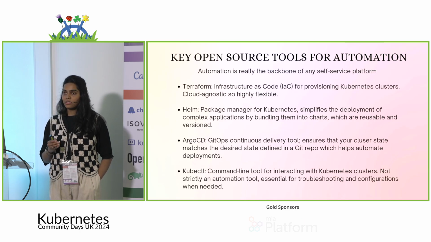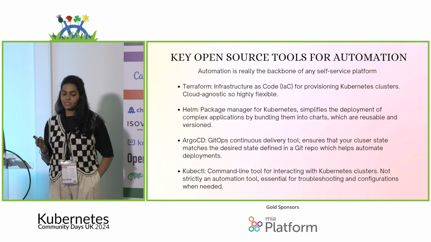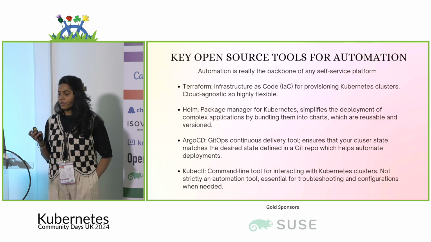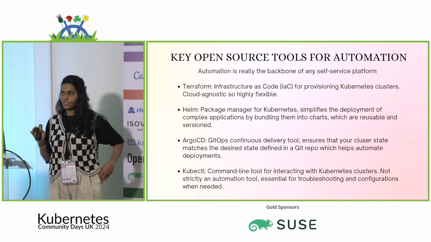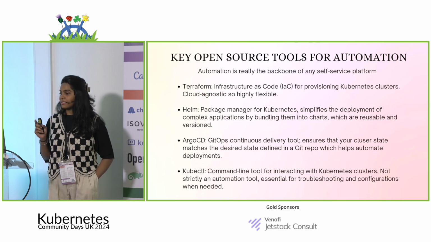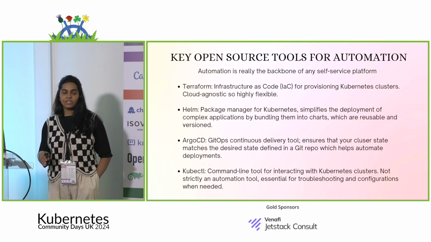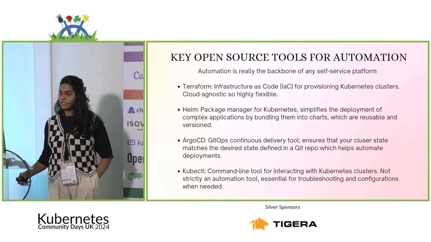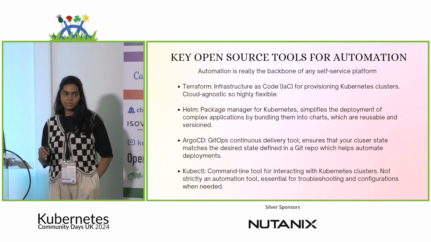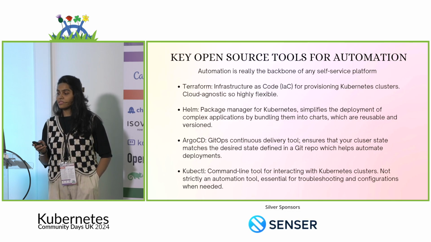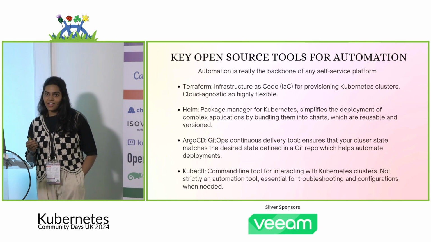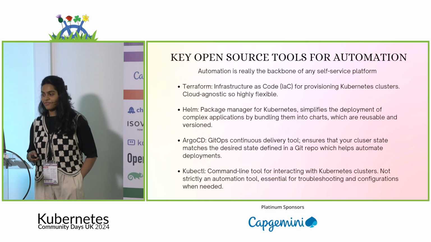Then the next one in the pipeline, after this, is the automation tools. You can select from Terraform, Helm, Argo CD, and kubectl. It is the backbone of any self-service platform. And Terraform, as everybody knows, is infrastructure as code, so it helps in provisioning the Kubernetes cluster. Since it is cloud agnostic, it is fully flexible. Then comes the Helm package. It is a package manager. It is the star of any self-service Kubernetes platform.